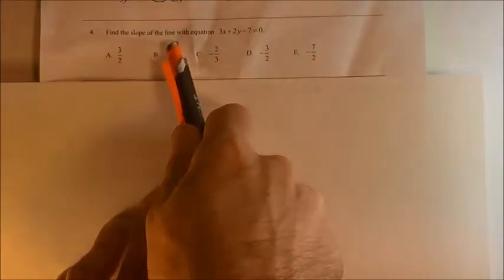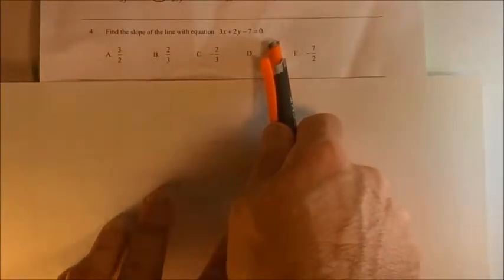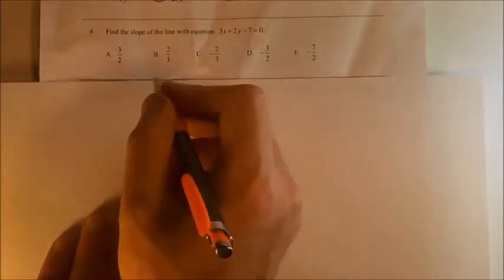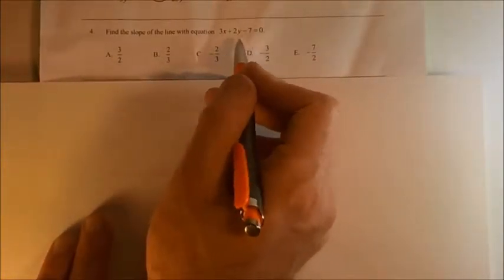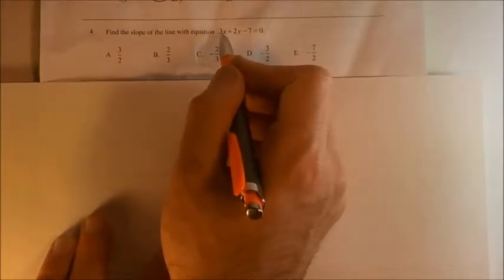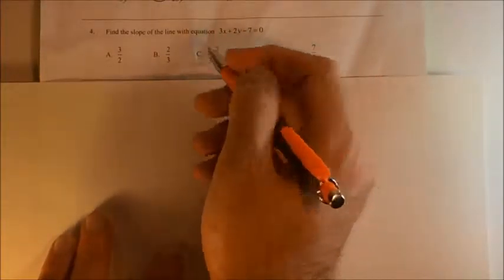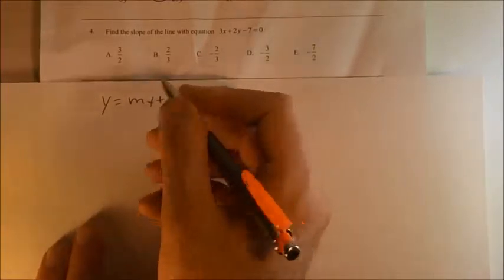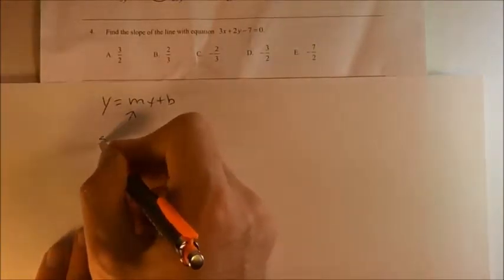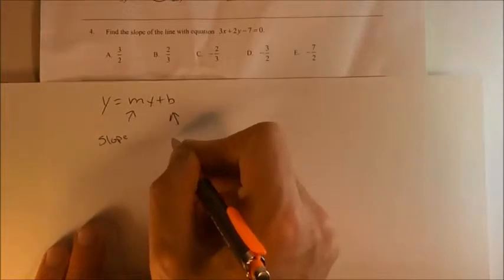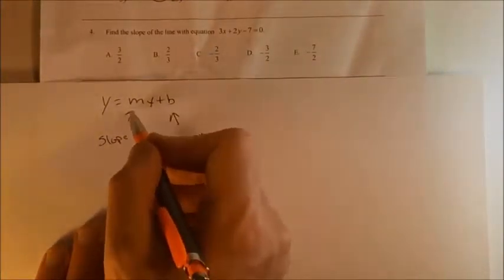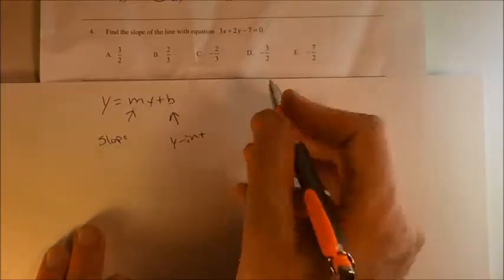Okay, find the slope of the line with equation 3x plus 2y minus 7 equals 0. To do this one, we just want to find the slope. This is a linear equation, and we know that because our x is just an x. It's not x squared, it's not x cubed. It's a first degree function. So ultimately, we want to get this into the form y equals mx plus b. Remember, m represents your slope, b represents your y-intercept. So if we can put this function in this form and look at that m value, that's going to be your slope.